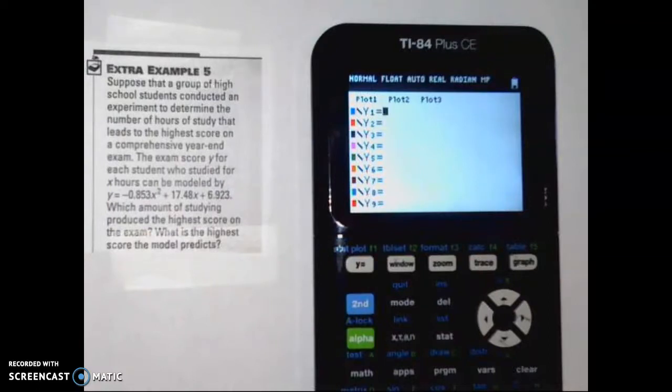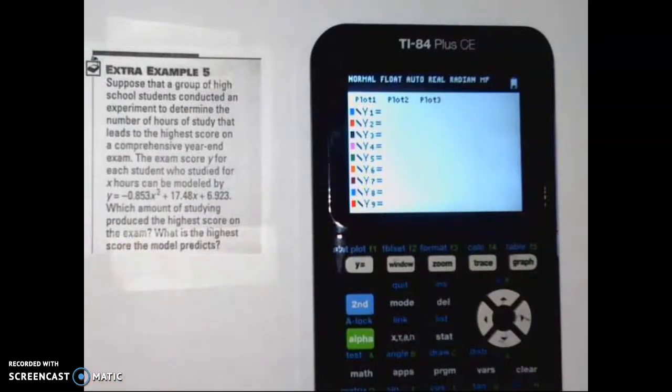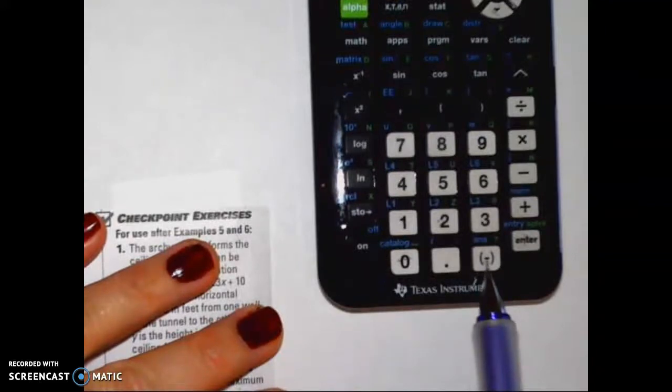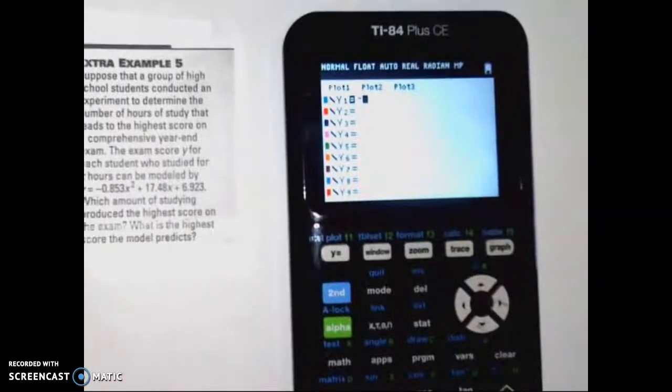Okay. Let's put this equation into the calculator. Clear everything out, make sure that there's no memory in there. I'm going to use this key right here, the negative. You have to use that negative. There we go. And that's what it looks like.